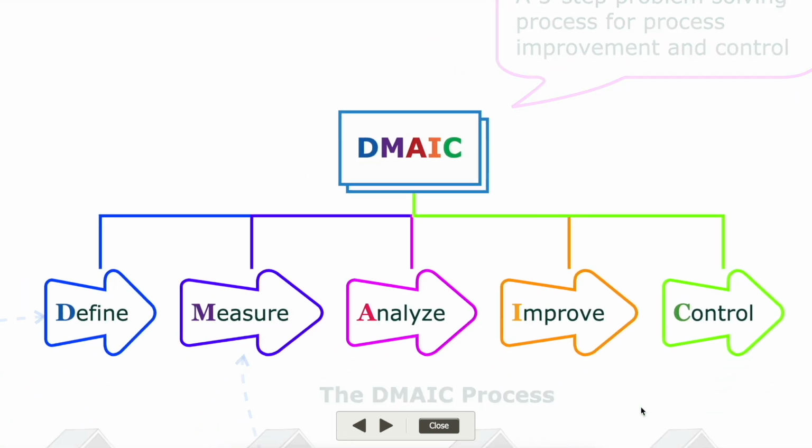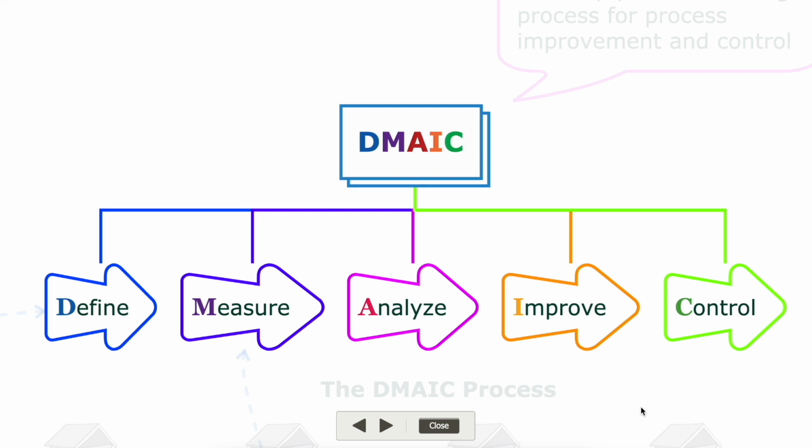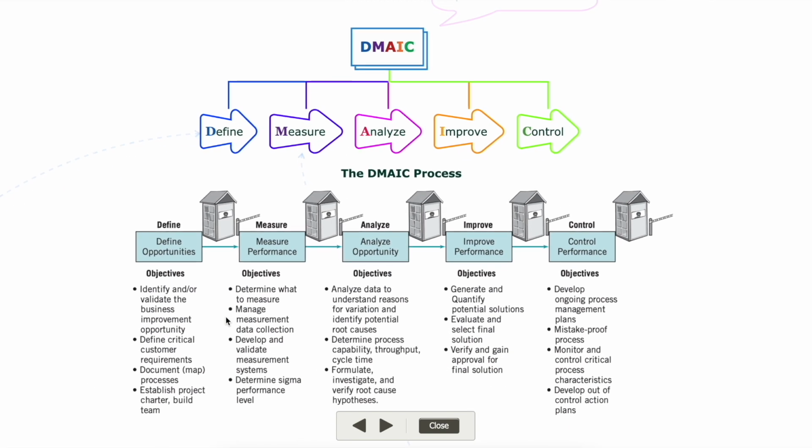So the five steps which are involved in this process are define, measure, analyze, improve, and control. These are supposed to happen step by step in this sequence. At the end of each step there is an evaluation of that step, and you cannot move to the next step until that evaluation is successful. It can be explained with the help of a toll gate example.